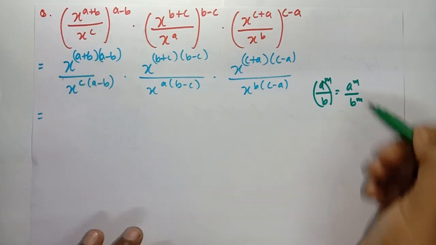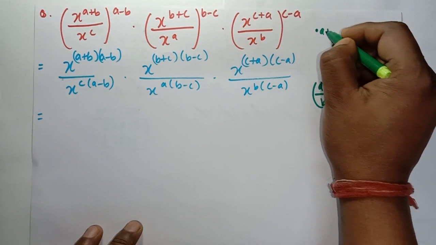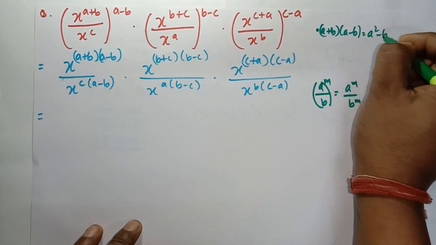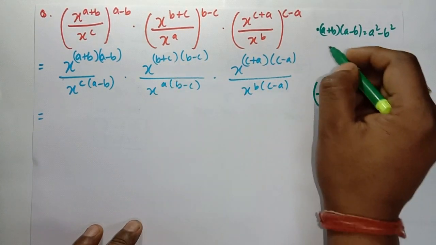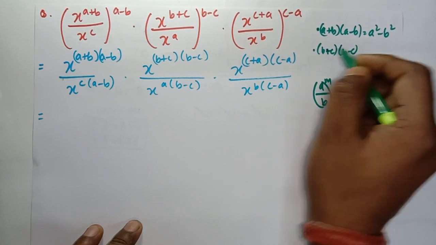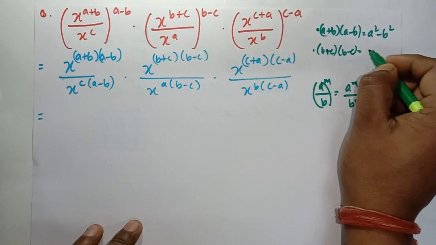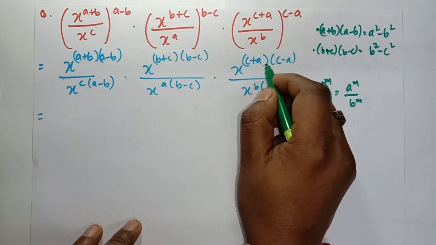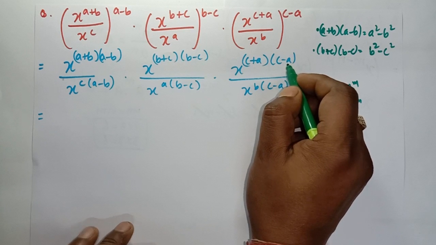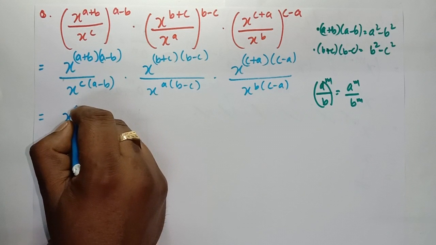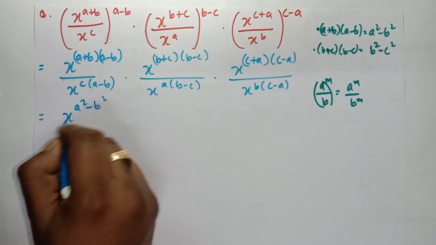If you see nicely, what you see is that here a plus b, a minus b. That means it's a formula. What is the formula? a plus b, a minus b is a square minus b square. If you see nicely here, what do you have? b plus c, b minus c. Like a plus b, a minus b, this is also a formula. That means instead of a, b square minus c square. This side also c plus a, c minus a. That means this will be c square minus a square. So this will change in the formula a square minus b square.